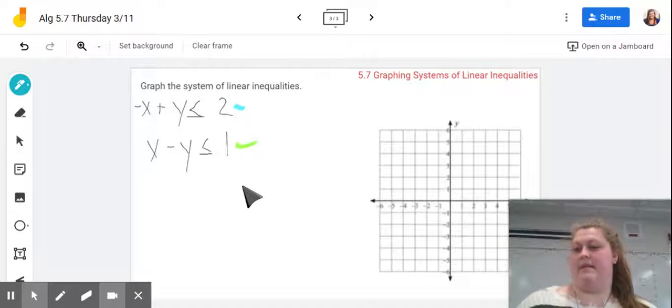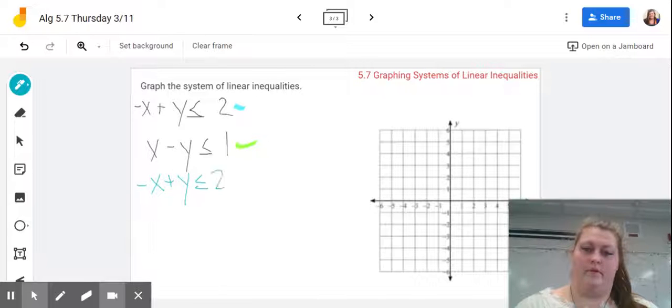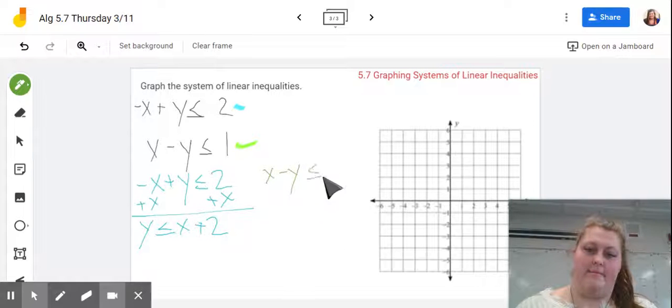One last system of inequalities to graph, and I'm going to first convert them into slope-intercept form so that I can graph them. So I'm going to do the first equation in blue. I'm going to start by adding x to both sides so that I'm just left with y on the left. So I have my first equation done, and now for the second one in green, x minus y. This time I'm going to subtract x from both sides, and I get -y.